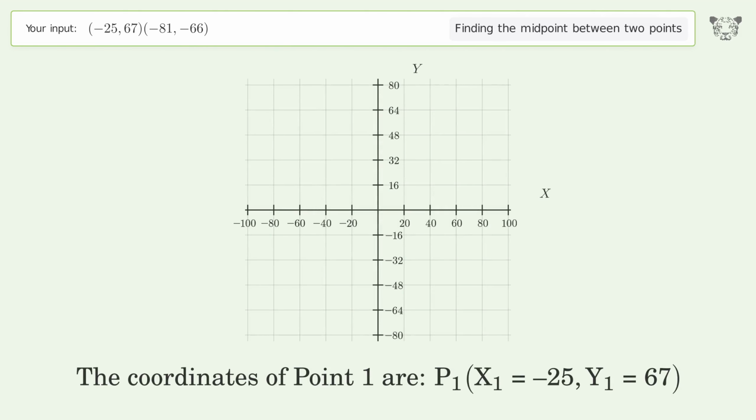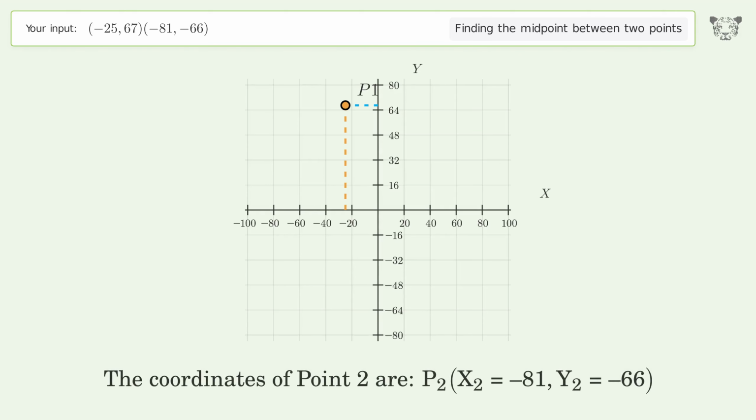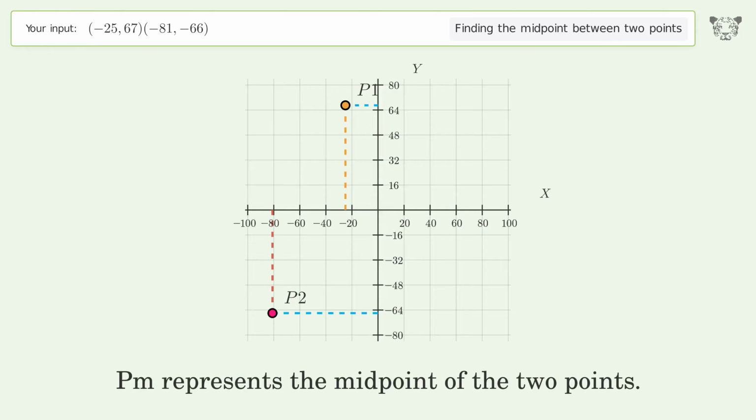The coordinates of point 1 are x1 equals -25, y1 equals 67. The coordinates of point 2 are x2 equals -81, y2 equals -66. PM represents the midpoint of the 2 points.